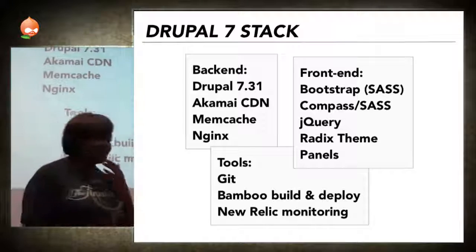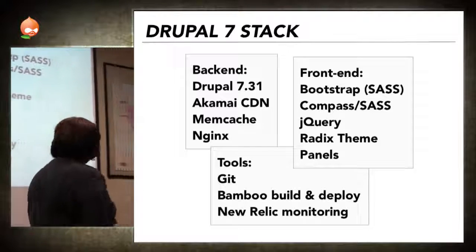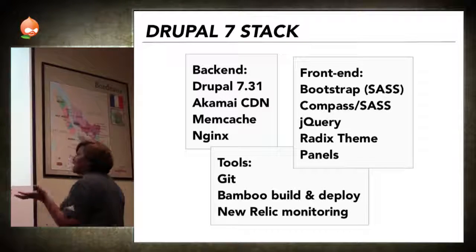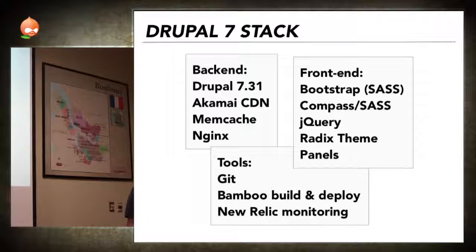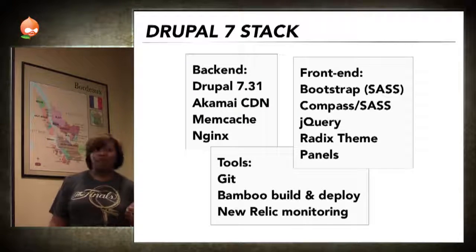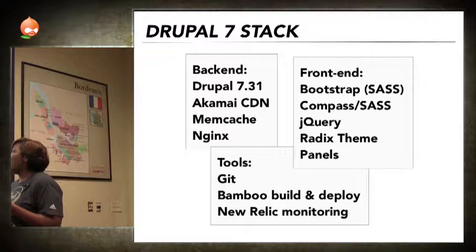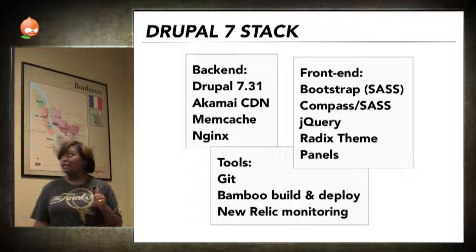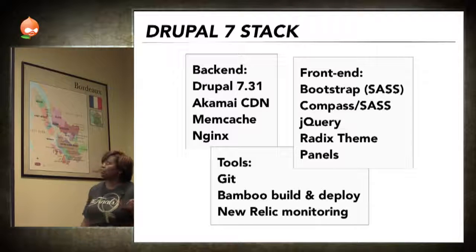All right, so here's just a quick glimpse of our stack. On the backend, we're on the latest version of Drupal, 7.31. As Ivan mentioned, we use Akamai for our CDN at Turner. We're using Memcache, we're using Nginx. We saw those in Ivan's presentation as well.